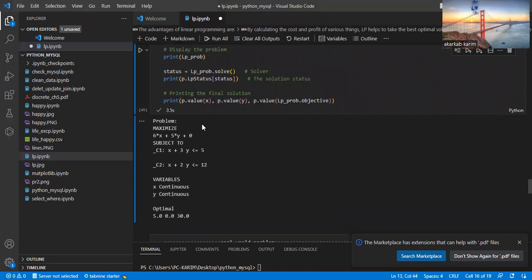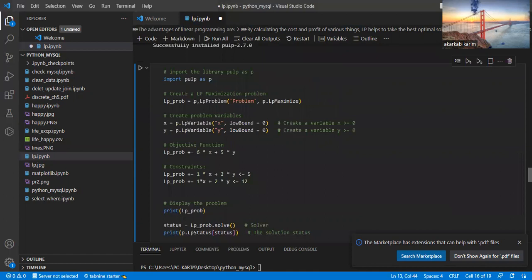We need to maximize this function, 6x plus 5y, and this is the constraint. Well, the optimal combination is 5 units of type A and 0 for type B, because we have two types of chocolate as we see here. I will return to show you.